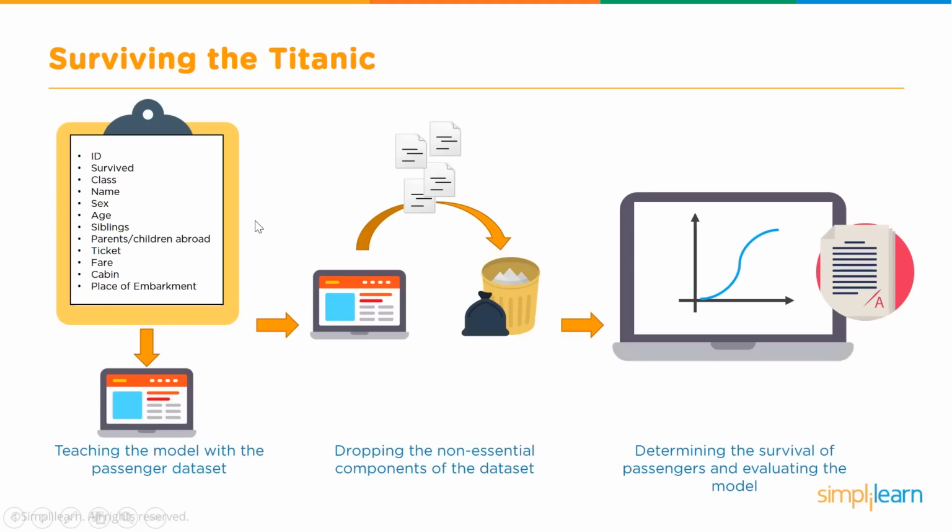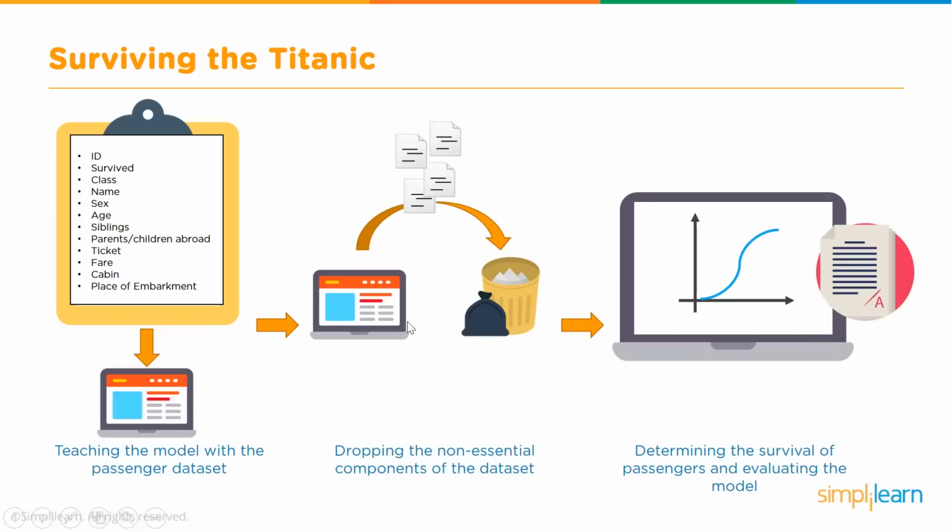We have the information about the passengers, their ID, whether they have survived or not, their class and name and so on and so forth. And we use this information where we already know whether the person has survived or not. That is the labeled information. And we help the system to train based on this labeled data.